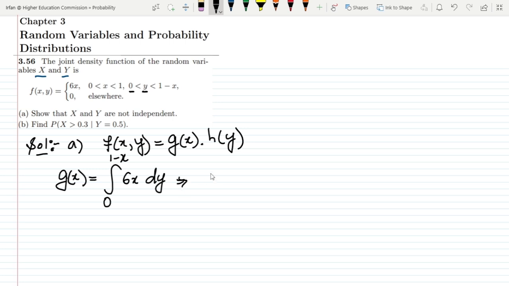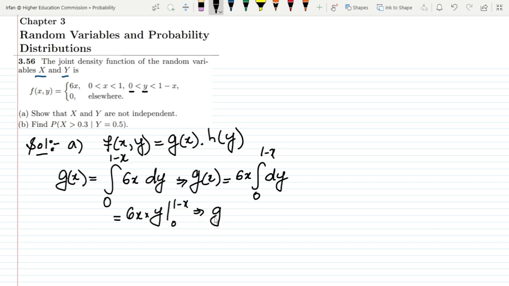Integrating with respect to y, this 6x will be treated as a constant, so it will be out of this integral, from 0 to 1 minus x, dy. So here we have 6x times y from 0 to 1 minus x. So ultimately g(x) will be 6x(1 minus x). Okay, this is for g(x).